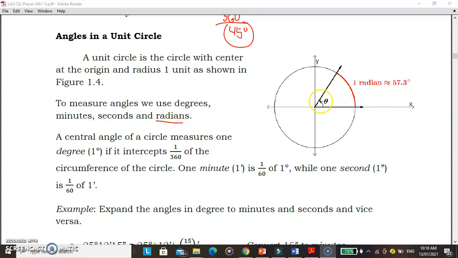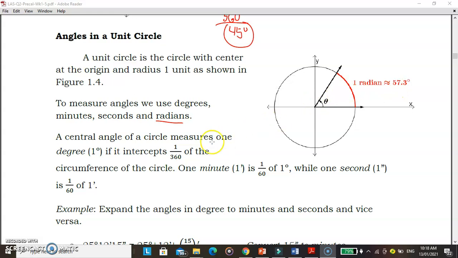So we have a figure in here, the unit circle, we have angle theta. And that is equivalent to, it intercepted an arc of the unit circle that measures 1 radian, and 1 radian is approximately equal to 57.3 degrees, or that is equal to 180 over pi.